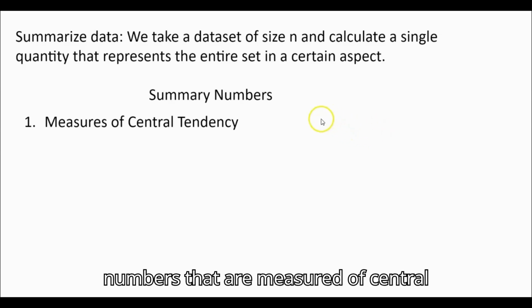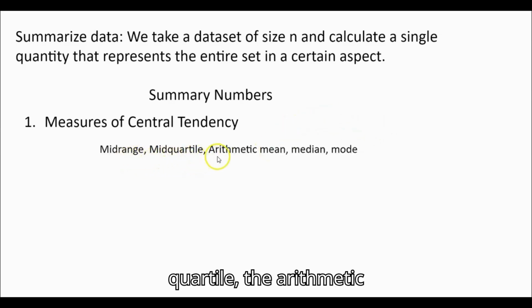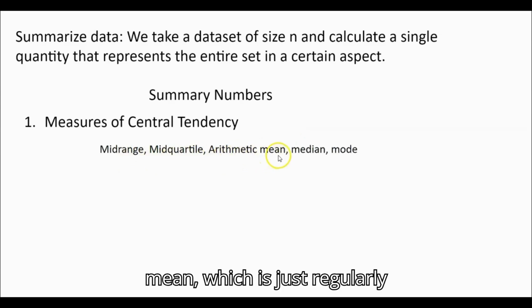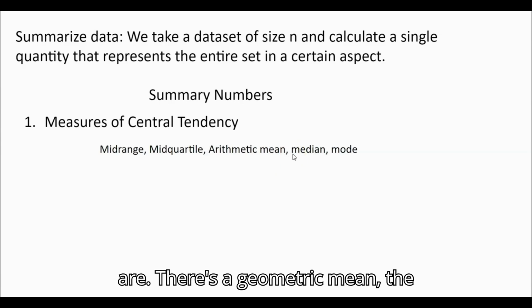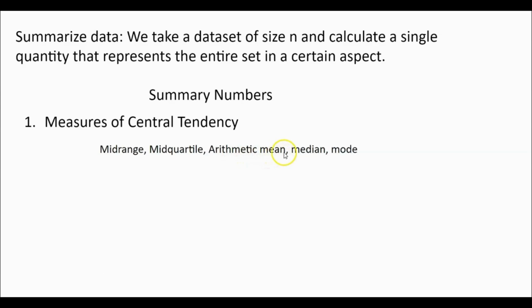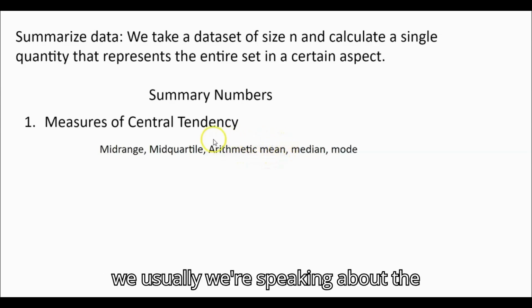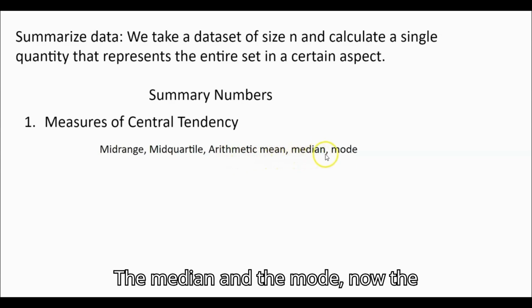Some examples of summary numbers that are measures of central tendency are the mid-range, mid-quartile, the arithmetic mean, which is just regularly called the mean. Of course, there are other types of means. There's a geometric mean, the harmonic mean. When we say the mean, we're speaking about the arithmetic mean, the common mean, the median, and the mode.